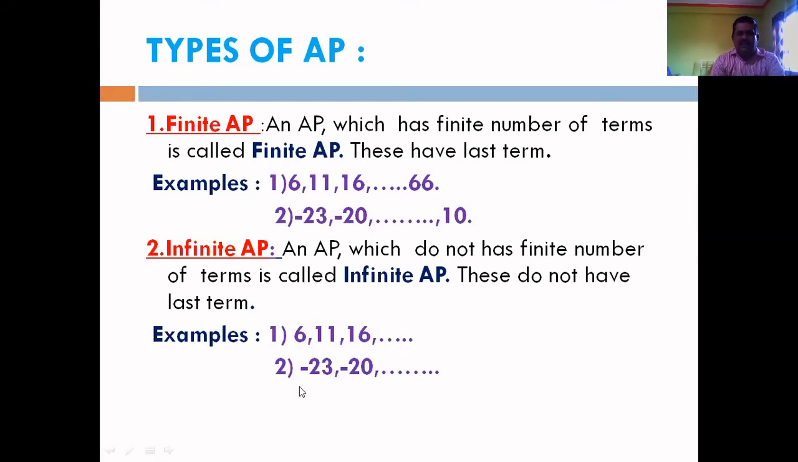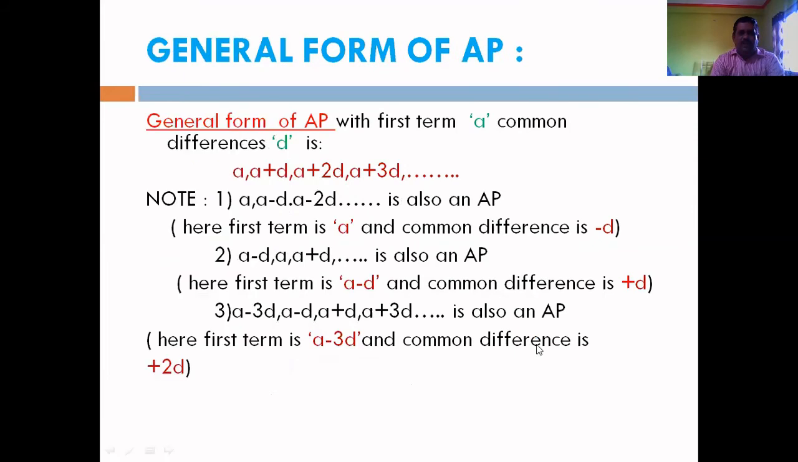In the second example, minus 23, minus 20, and so on, here the common difference is minus 20 minus of minus 23, that means plus 3, but the last term is not here, so it is an example for infinite AP.